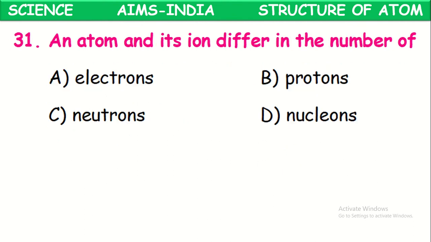Okay, next. An atom and its ion differ in the number of what? Generally, ions are formed by either gaining or losing electrons. So an atom and its ion will differ in the number of electrons. Okay, next.